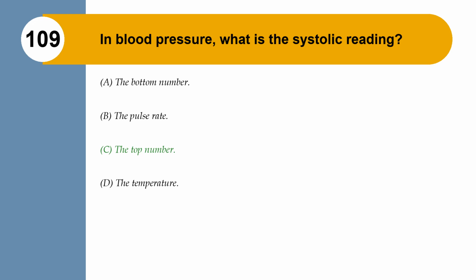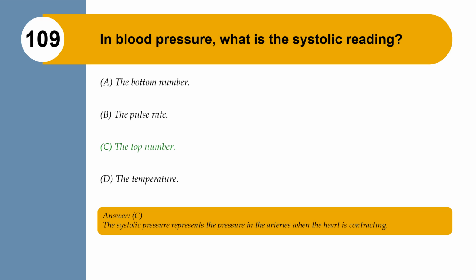The correct answer is option C, the top number. Explanation. The systolic pressure represents the pressure in the arteries when the heart is contracting.